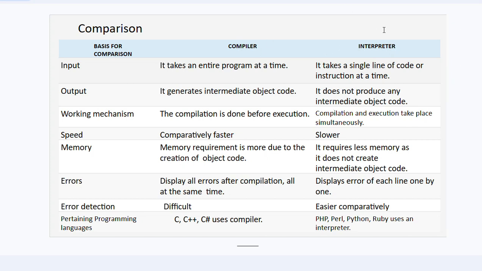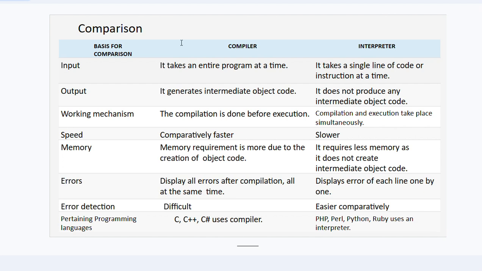So today we are gonna discuss the two basic important things of programming. The first one is compiler and interpreter. As a programmer or coder, you must know about compiler and interpreter. So basically, what is the need of compiler and interpreter?